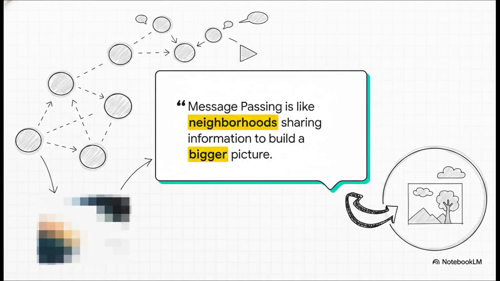And this brings us to the secret sauce of how it learns, message passing. And honestly, it's just like it sounds. It's like gossip spreading through a town. Each neighborhood tells its immediate neighbors what it's seeing. They pass these little messages back and forth, and through this constant conversation, the AI starts to build a complete picture of the entire image, not just a bunch of isolated parts.